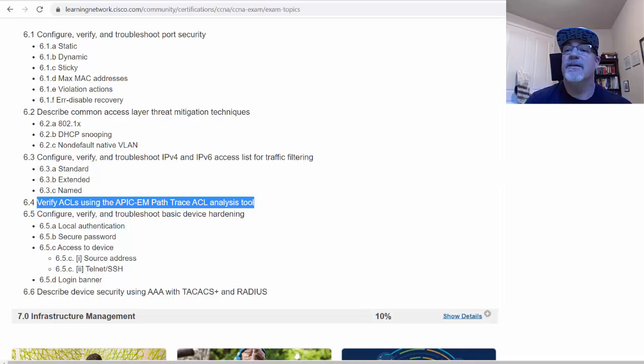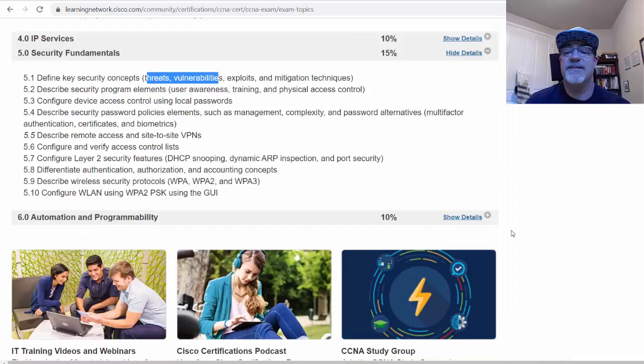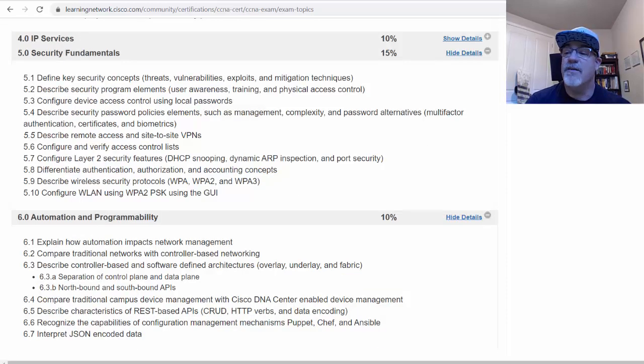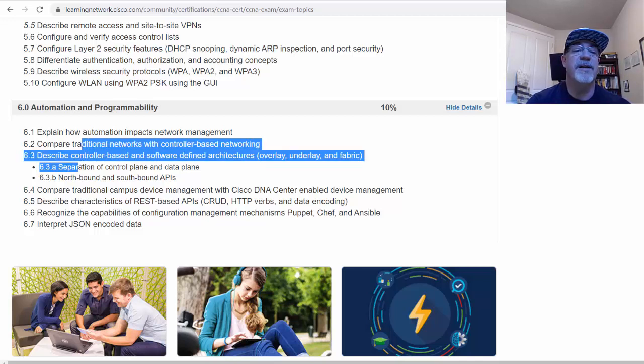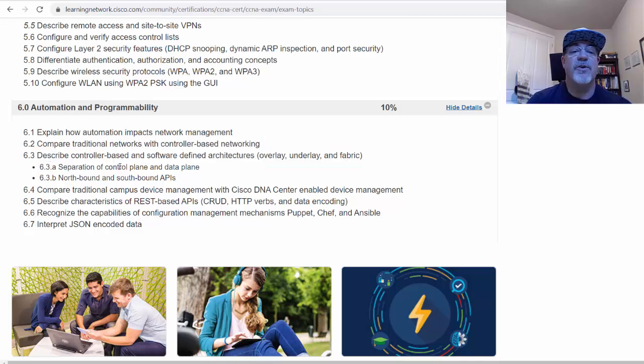Okay, let's take a look back at the new CCNA, the last section. We'll look at the details of automation and programmability. This is pretty interesting. This is all new for the CCNA. So, explain automation and how it impacts network management. Compare traditional networks with controller-based networking. Controller-based networking is like the APIC EM. So the old networking and also now software-defined networking with network programmability. That's a bigger deal.